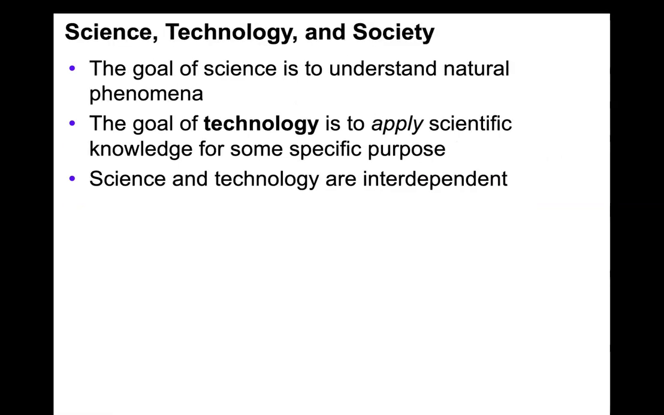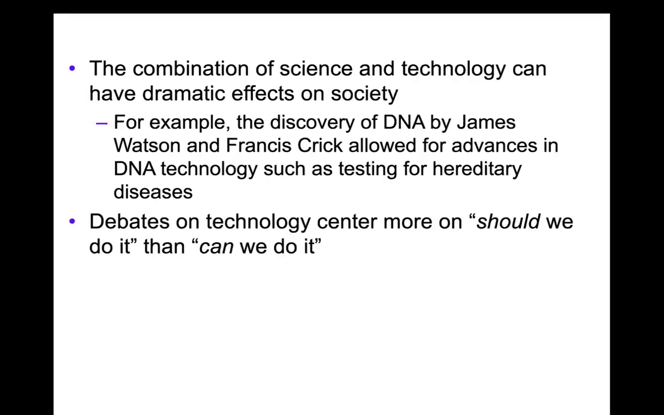The goal of science is to understand natural phenomena. The goal of technology is to apply scientific knowledge for some specific purpose. Science and technology are interdependent. The combination of science and technology can have dramatic effects on society. For example, the discovery of DNA by James Watson, Francis Crick, and Rosalind Franklin allowed for advances in DNA technology, such as testing for hereditary diseases, something you may have done in your own personal life.